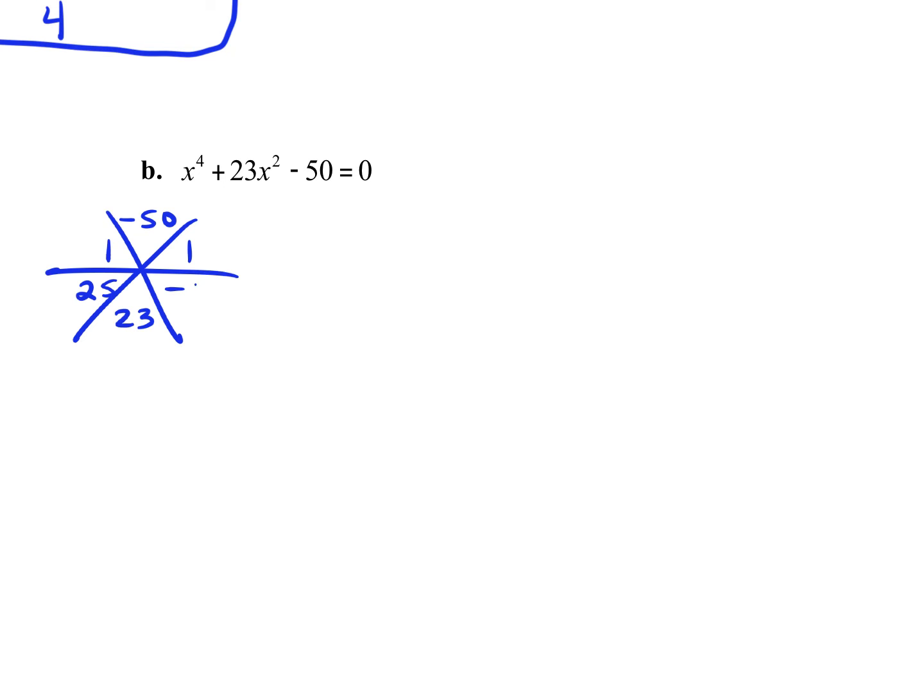Positive 25, a negative 2. Okay, so here's where it's a little different. How do you write this? It's still going to look like this, right? That's your general setup. Still 2 binomials. But what are those binomials?